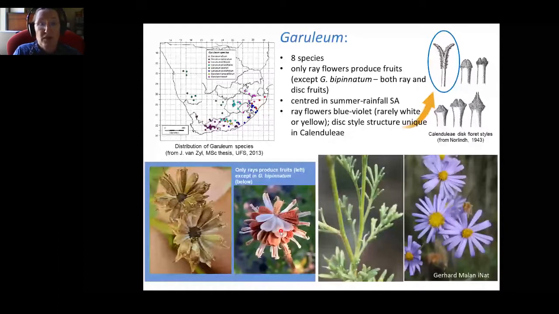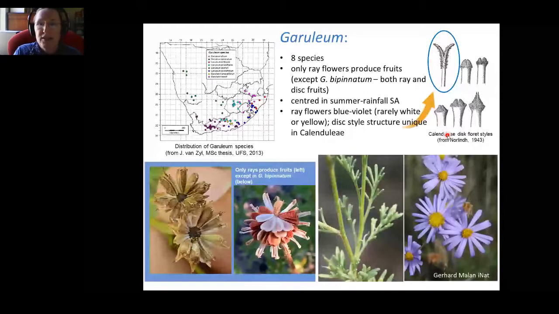The distribution of Garuleum is centered in the summer rainfall regions of South Africa and Namibia. And they often have very divided leaves. And then uniquely in the Calenduleae, they mostly have these blue-violet ray flowers. Also unique to Garuleum is this structure of the disc style, whereas here you can see the structures in the other Calenduleae.